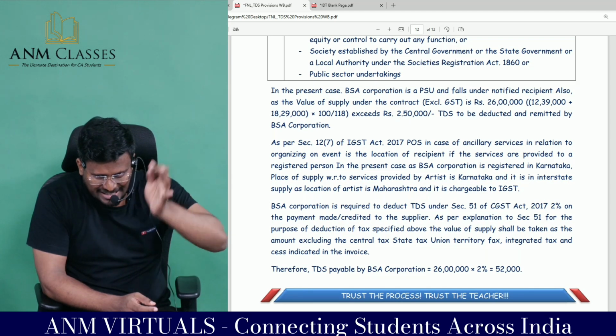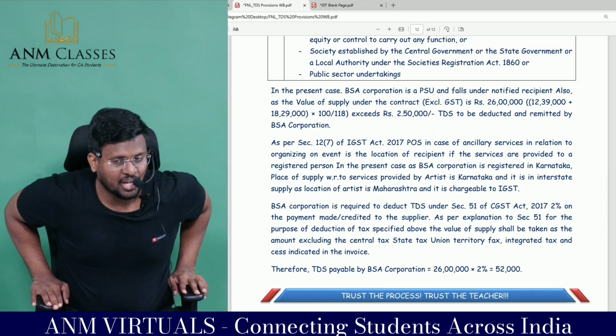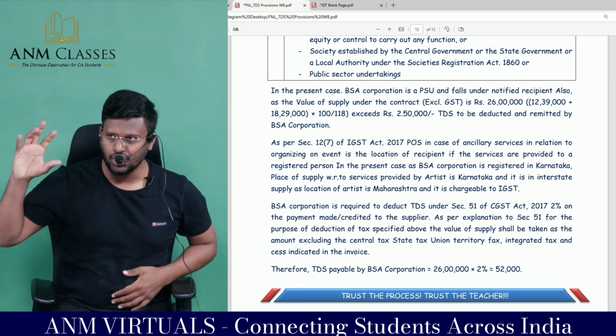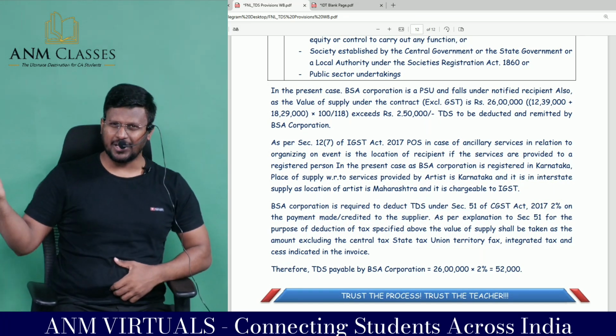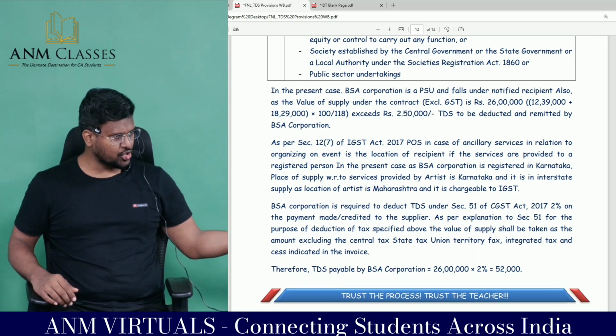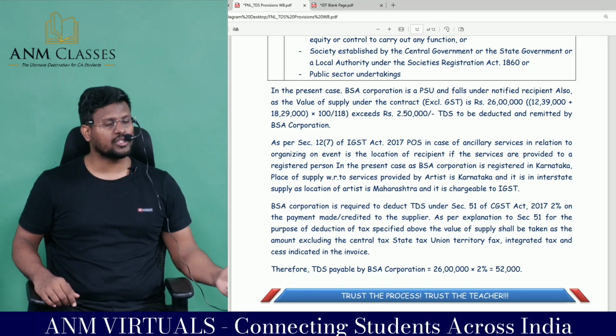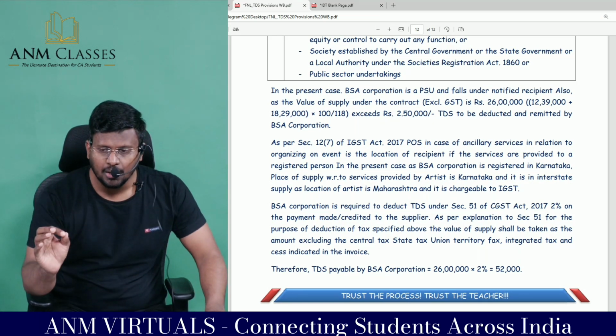If the supply is an intra-state supply, all the people should be situated in one state, the same state. That is, the location of the supplier, the place of supply and the location of the recipient are all in one state. Then provisions of TDS will not apply.